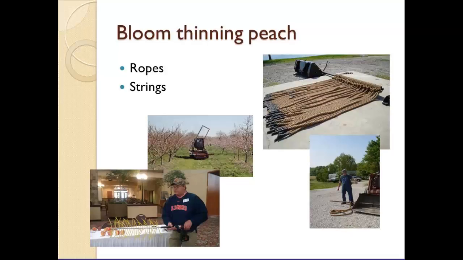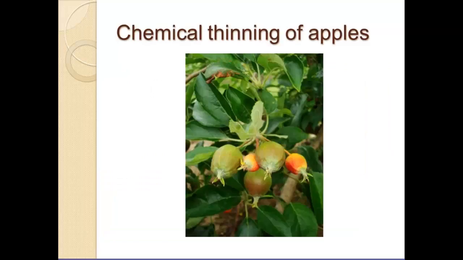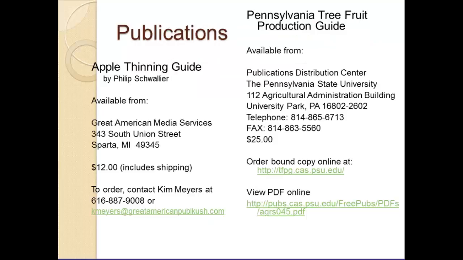So peaches are, for the most part, even on the largest scale, almost all mechanically removed. There's not a whole lot of chemical thinning done in peaches. It's almost all mechanical. Now let's talk about some chemical thinning of apples.